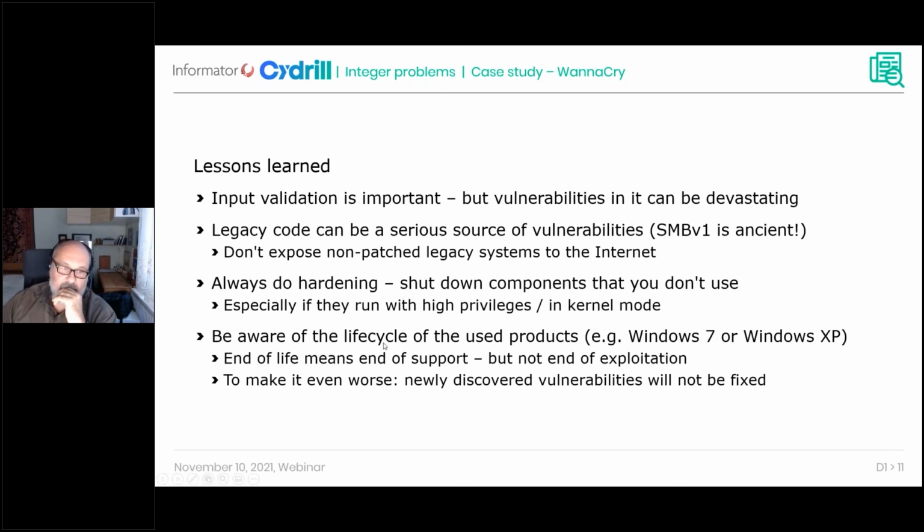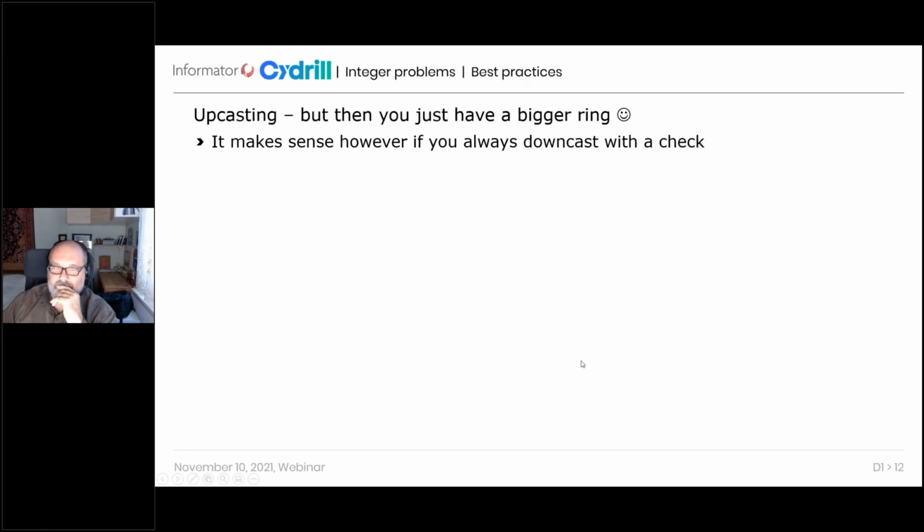And of course, always be aware of the life cycle of the used product. In this case, Windows XP's life cycle was already over. That's why Microsoft didn't provide any patches for this problem, because the problem was already known by the time WannaCry broke out. Many of the Windows operating systems, Windows XPs or even Windows 7s, were not updated because simply there was no patch. Windows 10 was more or less okay, unless you switched off automatic updates for some reason.